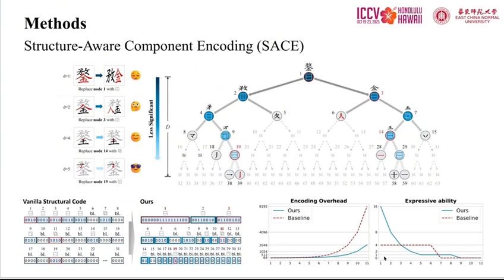SACE asks a simple question: if primary structures matter more, why not encode them with more capacity? We take the IDS binary tree and allocate a dynamic representation space across depths. Shallow, primary structures receive longer codes. Deeper, secondary structures receive shorter codes, often half at each level. This design gives greater decision weight to the structures humans rely on most, directly in the similarity search.